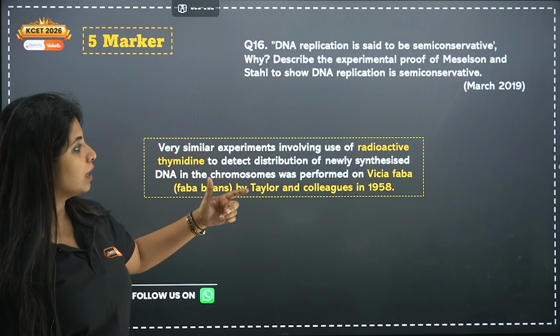Now, what are the features of a cancer cell? First, uncontrolled growth. Second, they have loss of contact inhibition. They will not stop dividing.